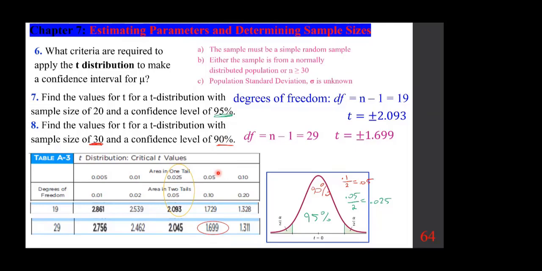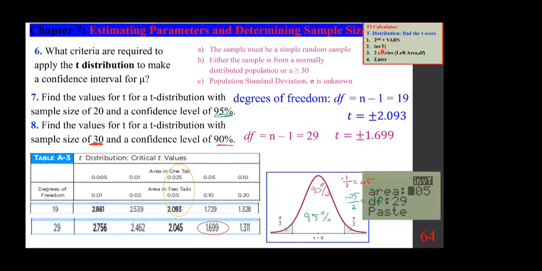For a case like this, of course, you can use a calculator as follows. Second variables, inverse t. So we put the area, degrees of freedom, enter, and I'm looking up only one of them. I'm looking up the second one. I didn't do the first one. One is good enough. For the first one, area to the left would be 0.025.